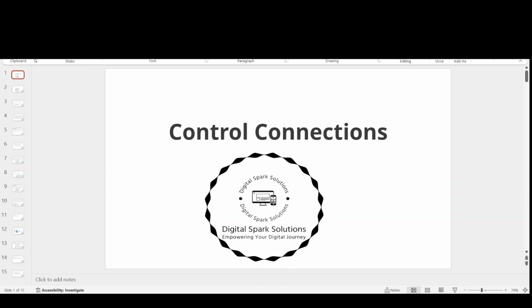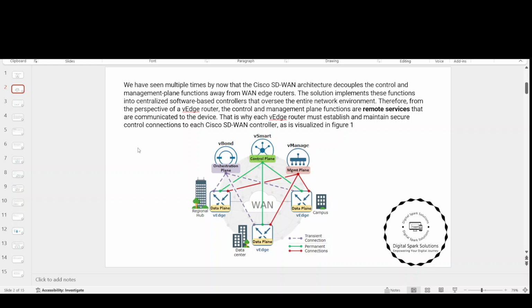Control connections. We have seen multiple times by now that the Cisco SD-WAN architecture decouples the control and management plane functions away from WAN edge routers. The solution implements these functions into centralized software-based controllers that oversee the entire network environment. Therefore, from the perspective of a vEdge router, the control and management plane functions are remote services that are communicated to the device.